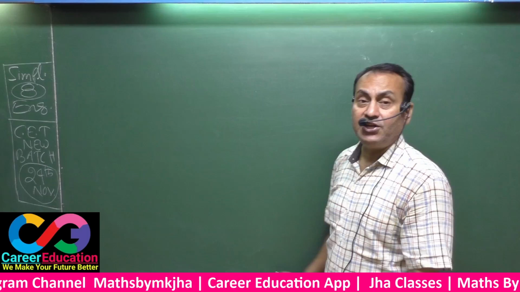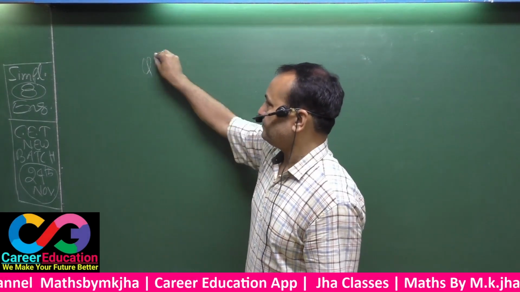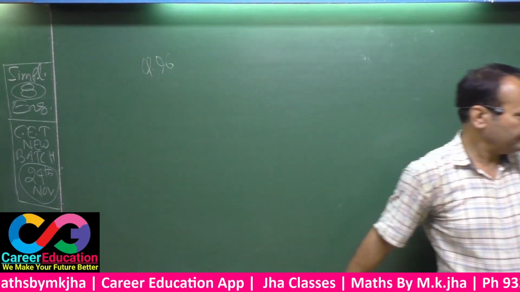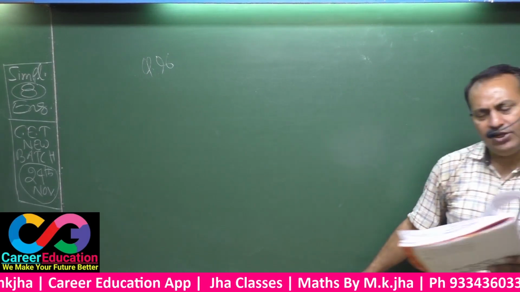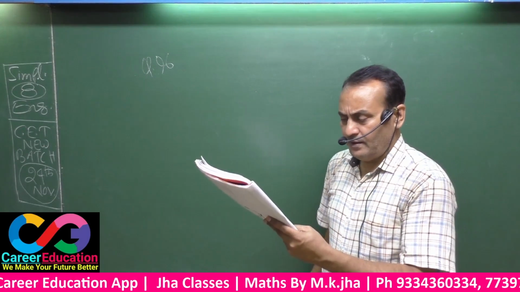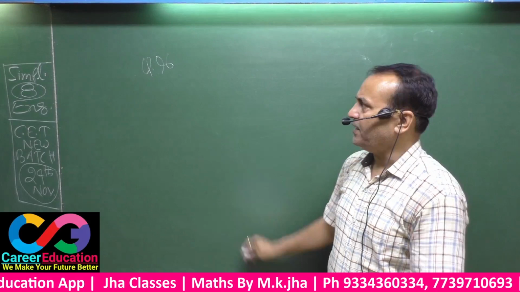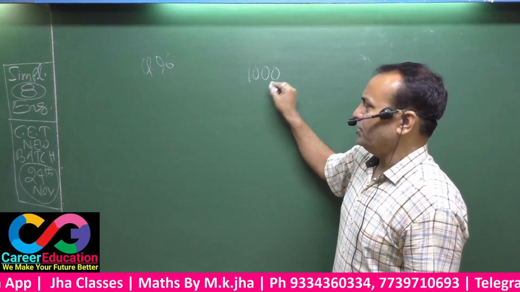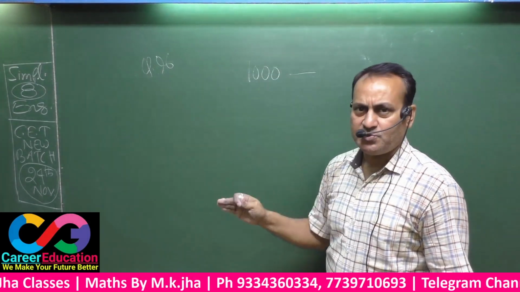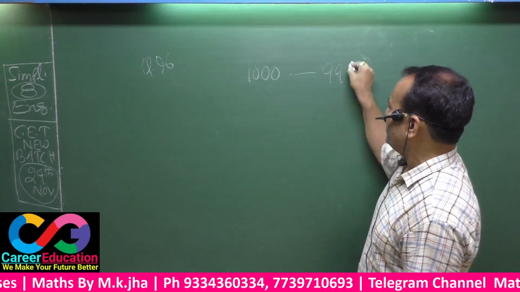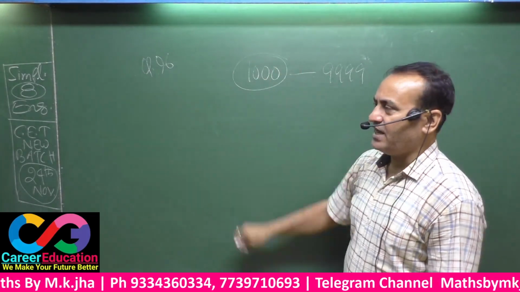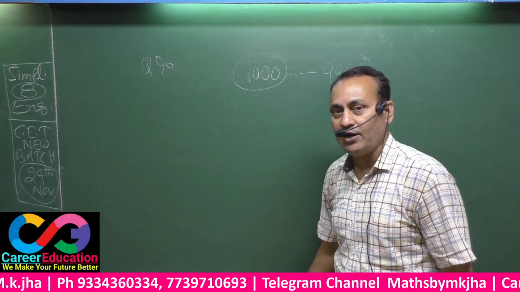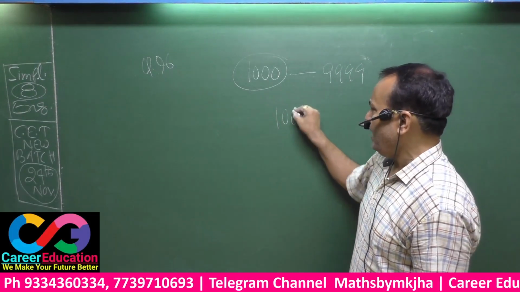Now come to question number 96. Which is the 4-digit smallest perfect square number? See here. This is the smallest 4-digit number. This is the biggest 4-digit number. Since the question has asked you the smallest 4-digit perfect square number, you have to pick up this number.